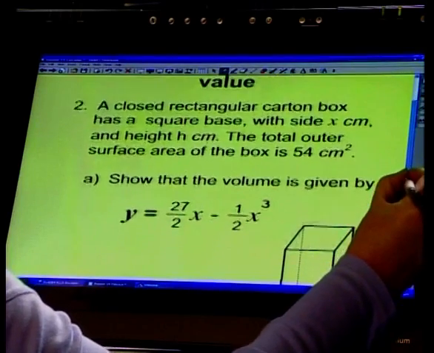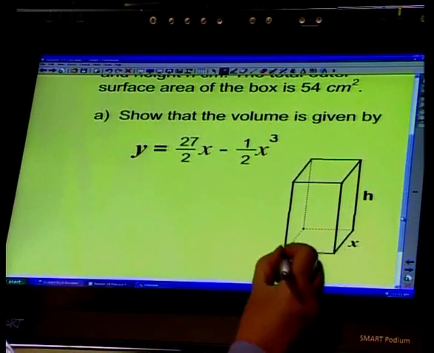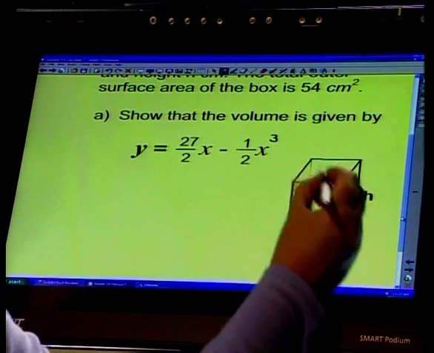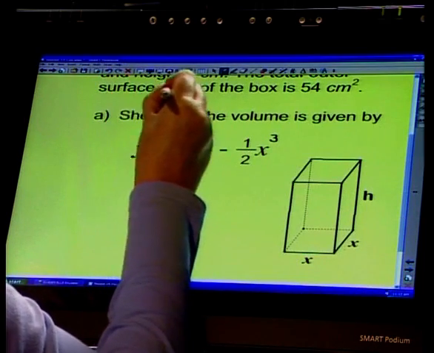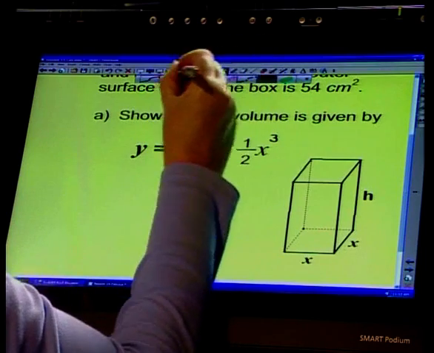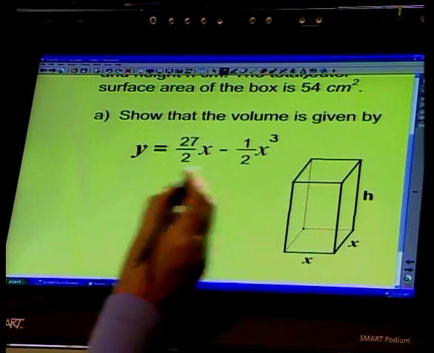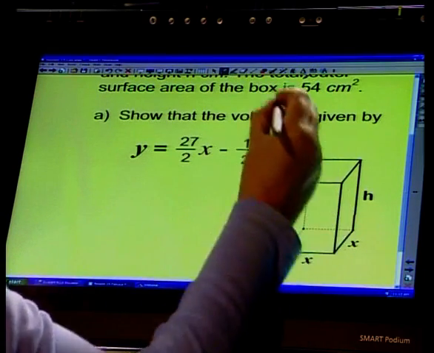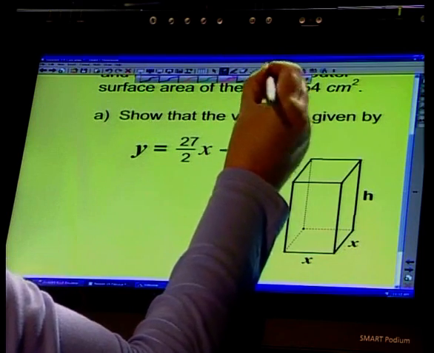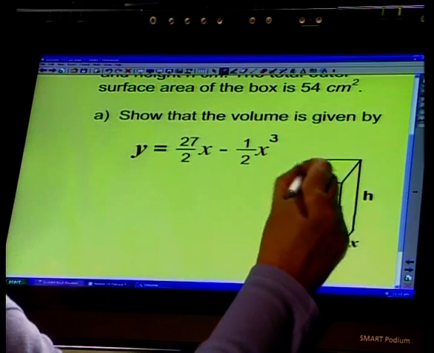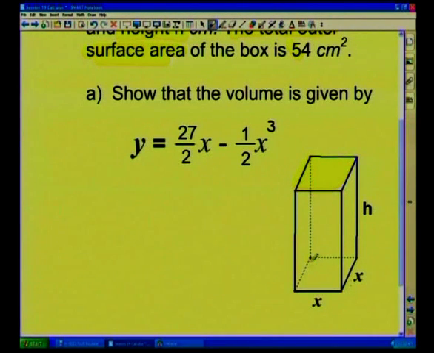Right, so you can see they've drawn a picture there for you. They've told you this is x, and that's h. And as I said, the total outer surface area is 54. Now, how do we get the surface area? As I said to you, it would involve the top. So let's highlight it so you can see what I'm on about. This top and this bottom.